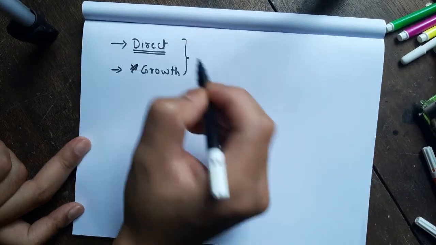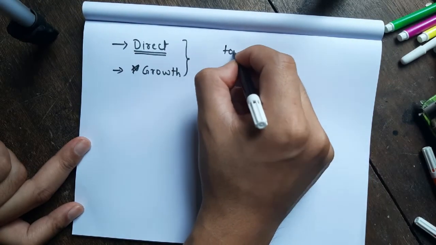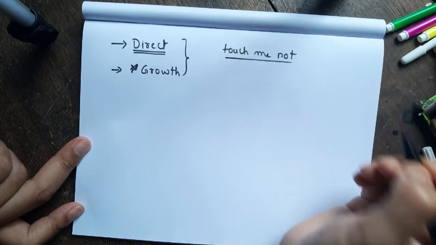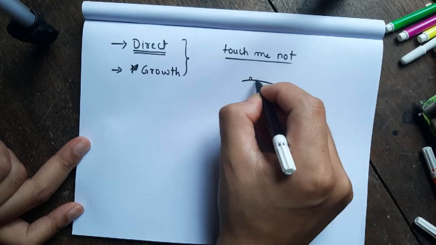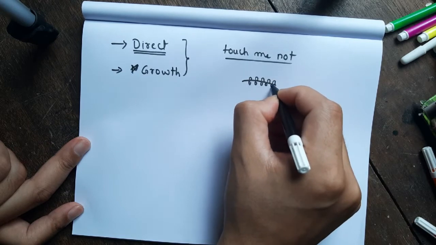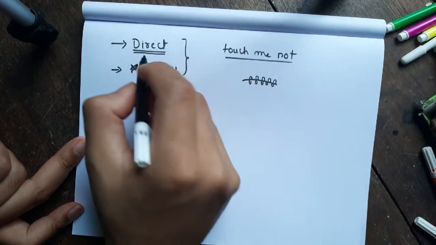Direct movement is shown by, not all the plants, some of them do it. For example, the touch me not. I hope you know it. Touch me not, that plant, it's a weed with small leaves like this. When you shake it, the leaves fold up. I hope all of you have seen this plant. So what happens here is a kind of direct movement.